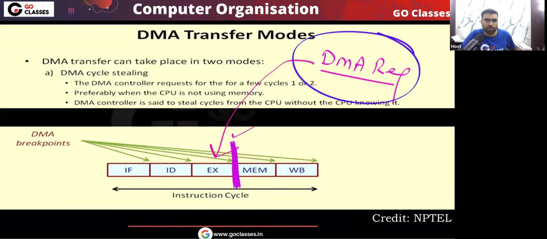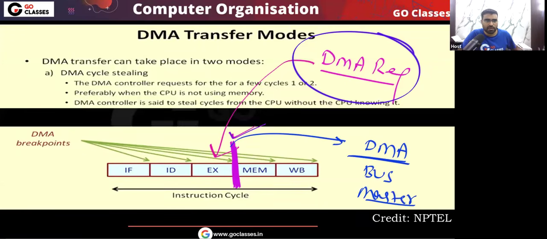So here, what will the CPU do? Here the CPU will give access to the system bus to the DMA. But notice one thing: now the DMA has system bus access. Now the DMA is the bus master. Remember, in the next cycle, the DMA is using the system bus for data transfer.